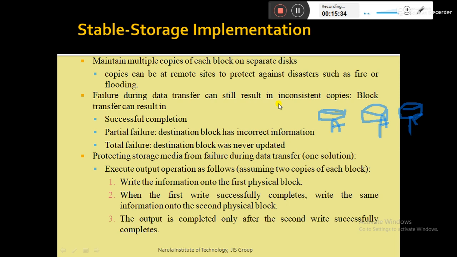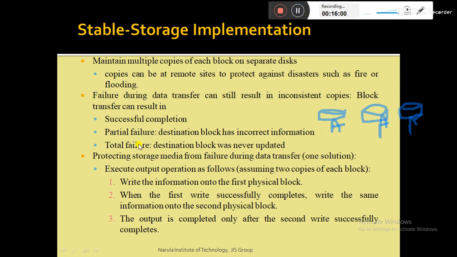Now, three scenarios may happen here. One is successful completion. While we are updating the data item A, we have to update it in all three hard disks. If we are able to successfully update the data item A on all three separate disks, then this is the successful completion of the update.